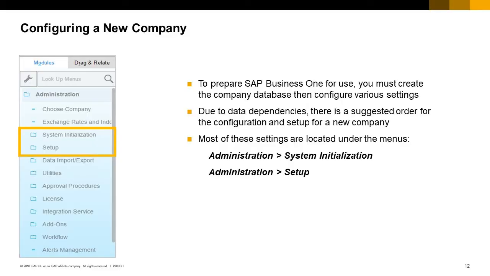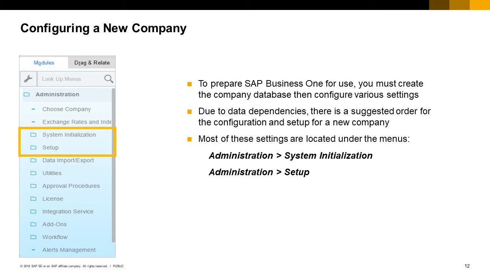To prepare SAP Business One for use at a company, you configure various settings, such as accounting, inventory, business partners, users, sales, and purchasing. Due to data dependencies, there is a suggested order for the configuration and setup for a new company. For example, you should configure the accounting settings first. The individual configuration screens are mostly located under the Administration then System Initialization and Administration then Setup menus.